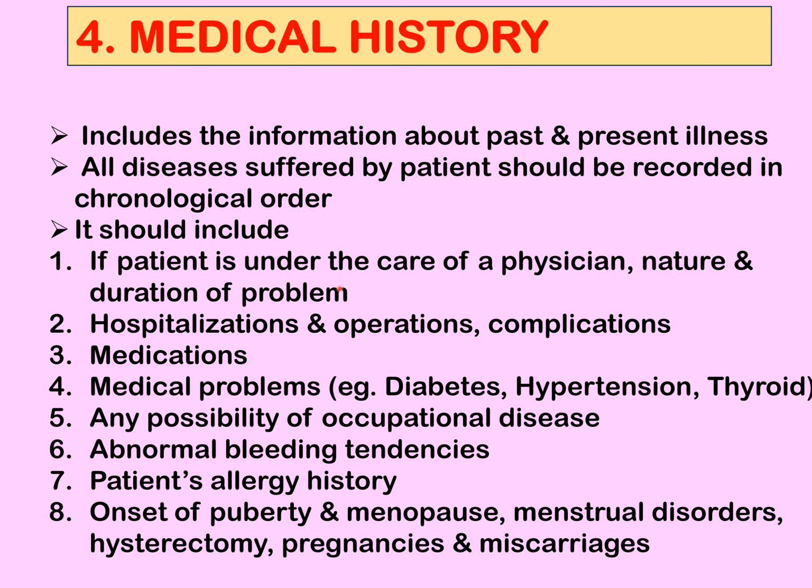We have to ask about ongoing medications, the medical problems like presence of diabetes, hypertension, thyroid, any possibility of occupational disease, abnormal bleeding tendencies, and patient's allergy history has to be noted down. In cases of females, we have to ask about the onset of puberty, menopause, any kind of menstrual disorders, if miscarriages are there in the pregnant female, or any history of hysterectomy is present.